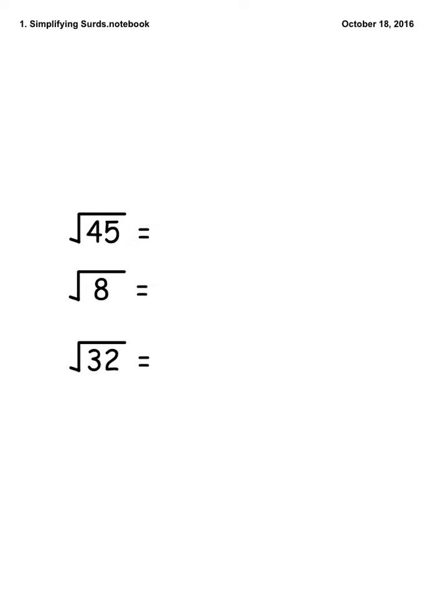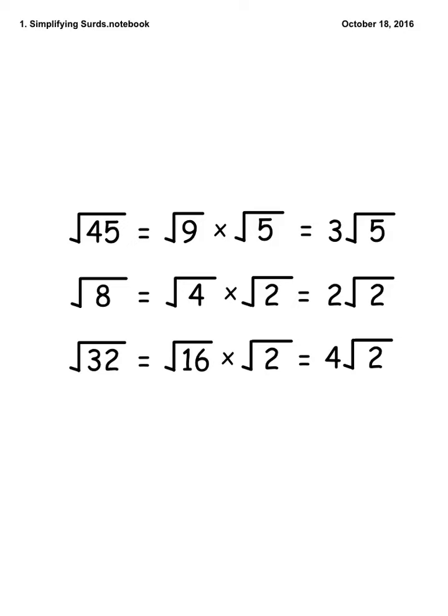Pause the video now and have a go at these 3 examples in your jotters. The answers will be revealed shortly. So the answers to those previous problems are: the square root of 45 simplifies to 3 root 5, the square root of 8 simplifies to 2 root 2, and the square root of 32 simplifies to 4 root 2. If you had trouble getting those answers, make sure you consult your maths teacher for a bit of help and support.